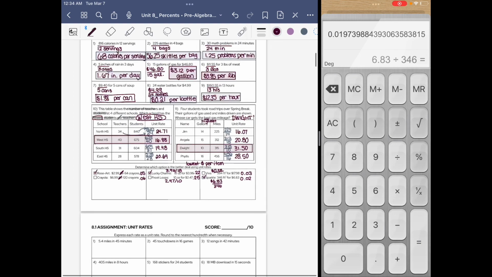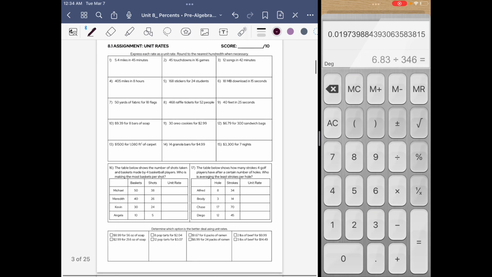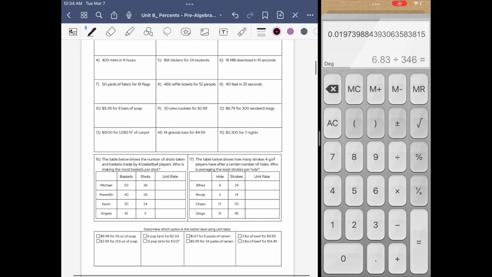All right, so here's what the assignment looks like. The first 15 are like the first 9 on the assignment. 16 and 17 are like 10 and 11. And then you've got your examples of grocery store items at the bottom to pick from as to which one is the better deal.